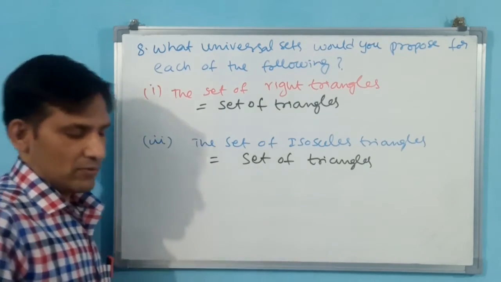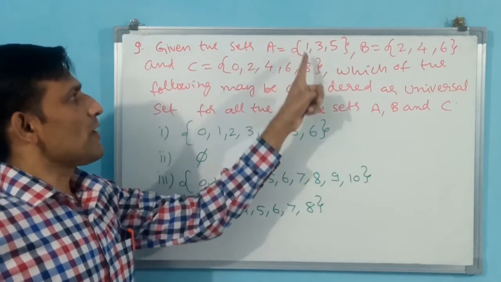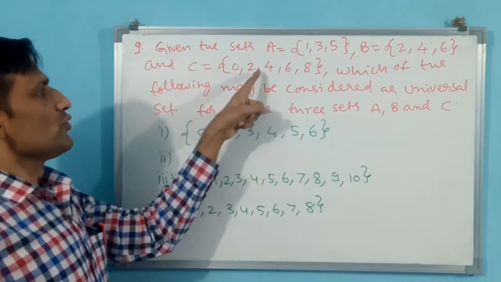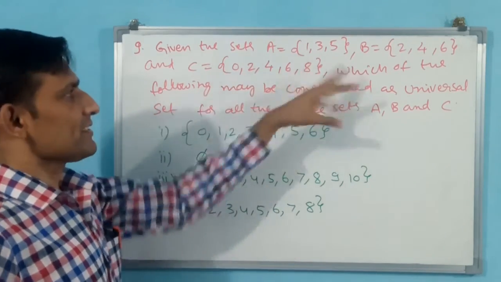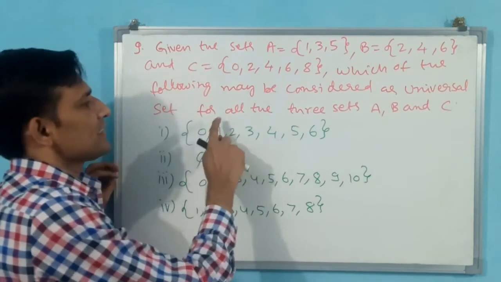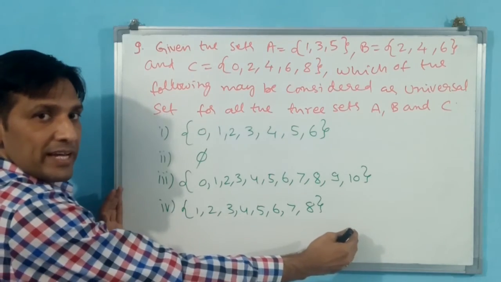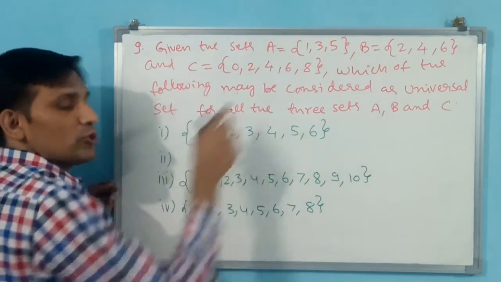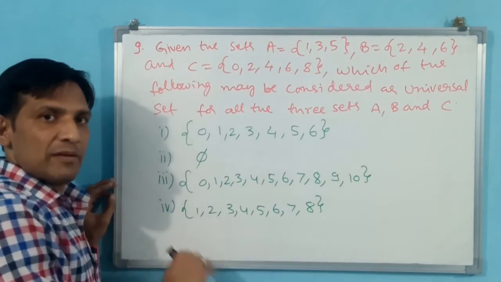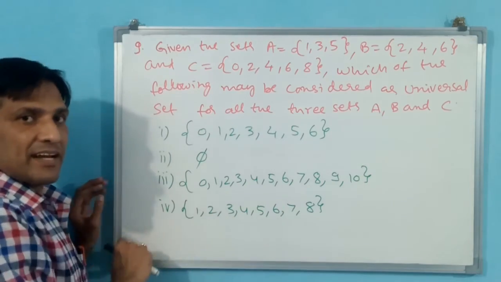We go for the 9th question. Okay. You see, given the sets A is equal to {1, 3, 5}, B is equal to {2, 4, 6}, and C is equal to {0, 2, 4, 6, 8}. Three sets are there. They are asking which of the following may be considered as the universal set for all three sets A, B, C. One universal set will be there. Then all these elements should be available inside it. Then these are going to become subsets and this is the universal set. Which is the set they are asking?